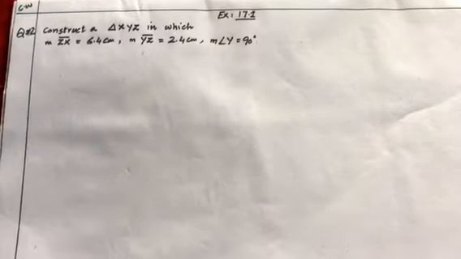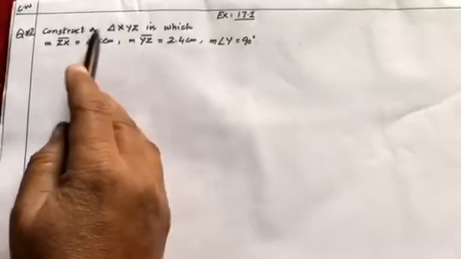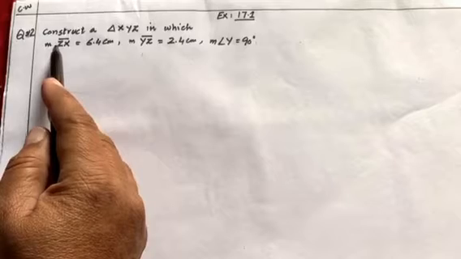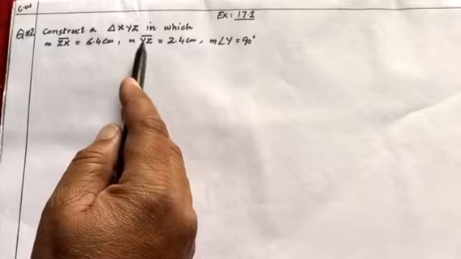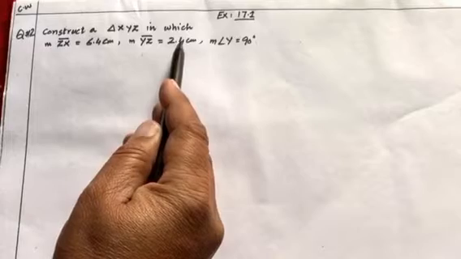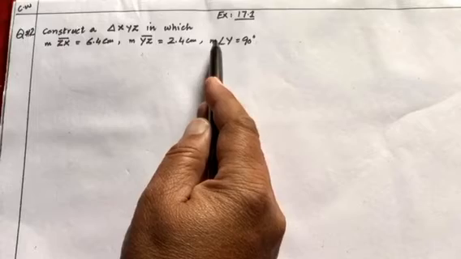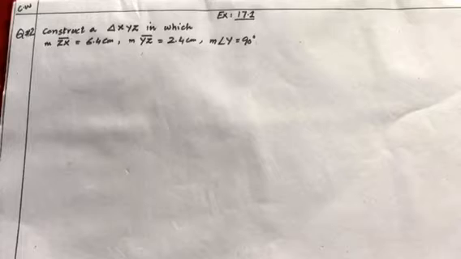Okay, so now we are going to solve question number 2 of exercise 17.1. The statement of question number 2 is: construct a triangle XYZ in which the measurement of side ZX is given, which is 6.4 centimeter, and the second side, the measurement of YZ, is also given, which is 2.4 centimeter, and an angle of 90 degrees is also given, which is the measurement of angle Y. So these three components of a triangle are given, so we have to construct the triangle XYZ.